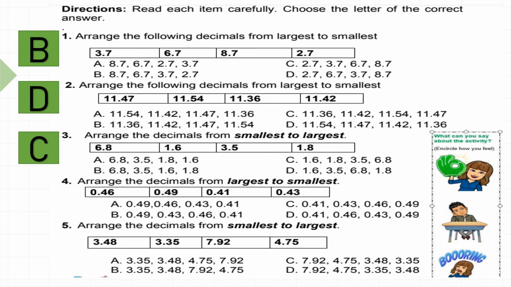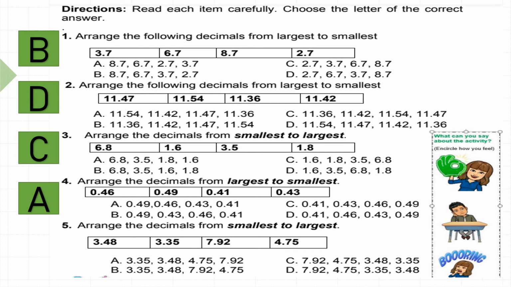Okay, very good. Next, number 4. Arrange the decimal from the largest to smallest. Again, largest to smallest. The numbers are 4600, 4900, 4100, then 4300. So arrange from largest number to smallest one. So what is your answer? Correct. It's letter A. So from 49 hundredths up to 41 hundredths.